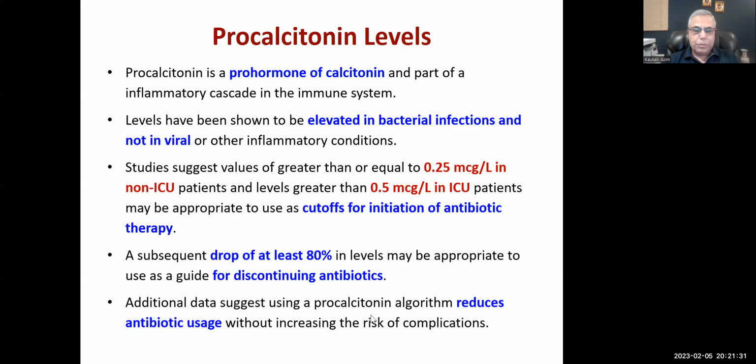Additional data suggest using a procalcitonin algorithm reduces antibiotic usage, but we are not concerned with that. What you have to remember is that for procalcitonin and C-reactive protein, the levels have been given: 250 milligram for C-reactive protein, and these are the levels for procalcitonin. They are the markers of inflammation, and they will help you decide whether to start antibiotics or when to stop antibiotics, all right? So we will stop here.